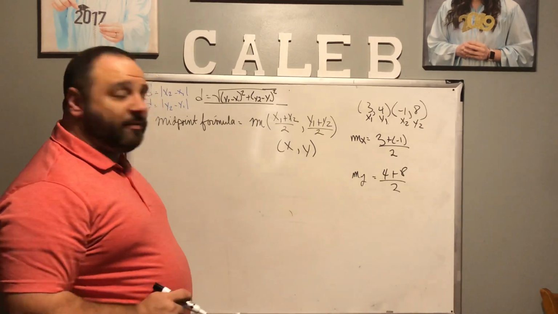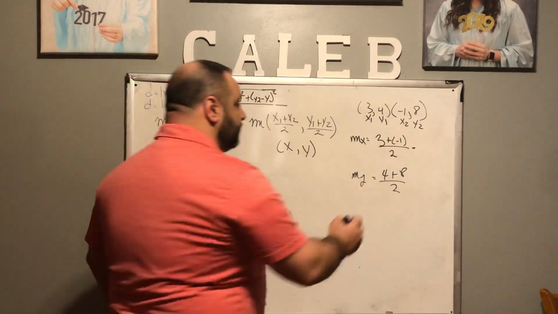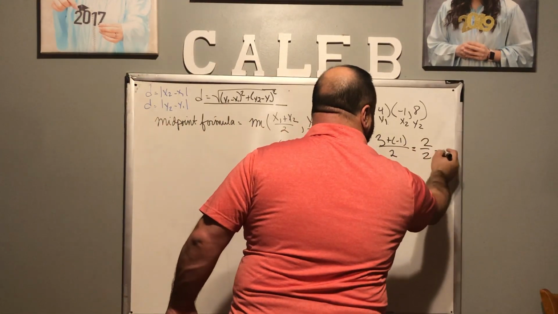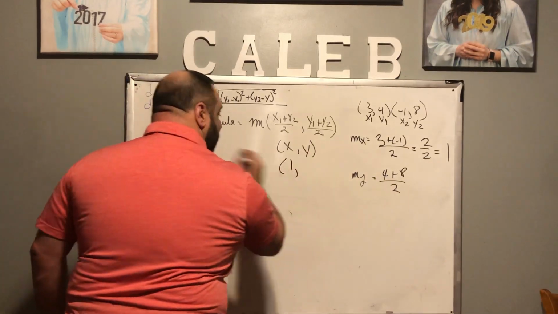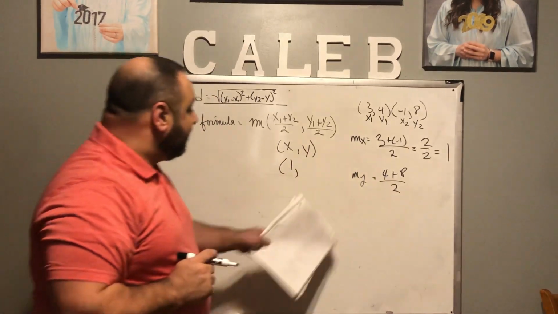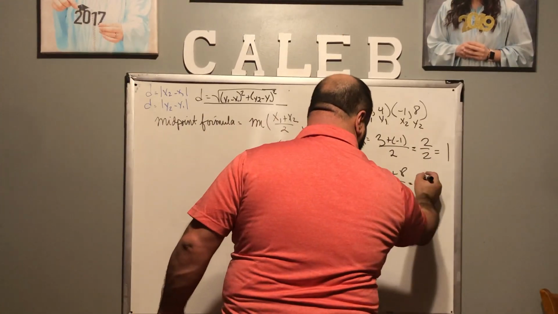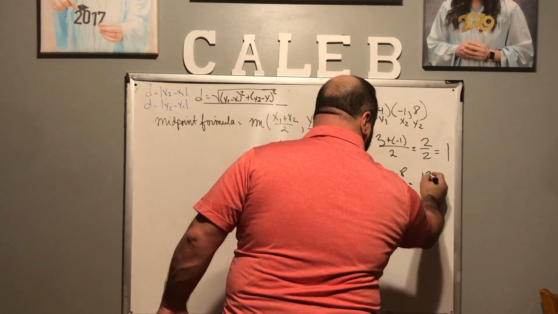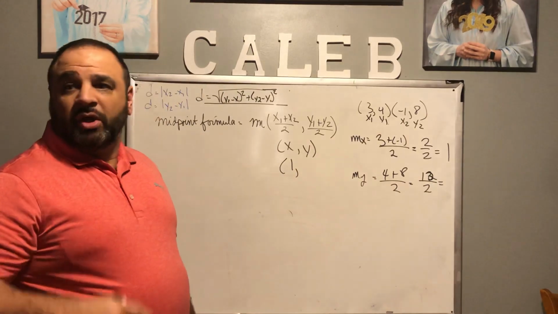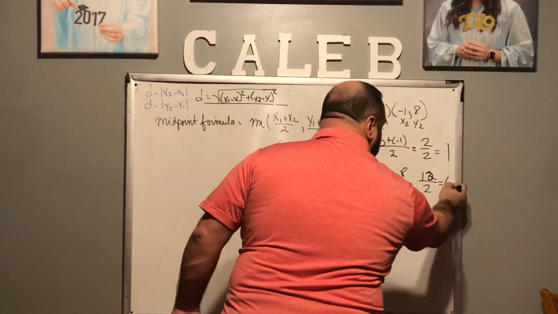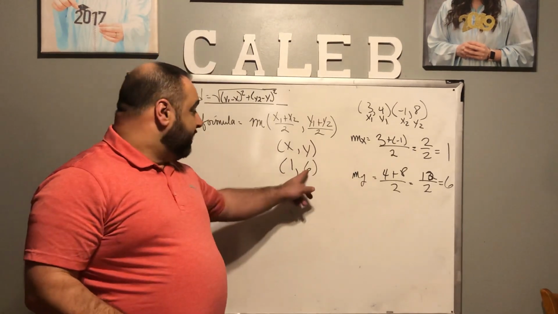Now let's just simply figure them out, okay? All right, so we have 3 minus 1 would be 2. So 2 over 2 equals 1. So, okay, our x value is 1. And let's find the y value. So 4 plus 8 would be 12 over 2. 12 over 2 equals 6. And there's your coordinate there, 1, 6.